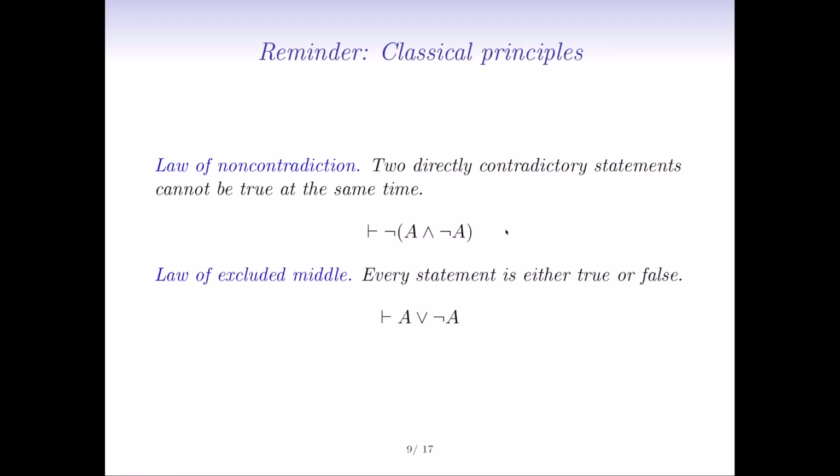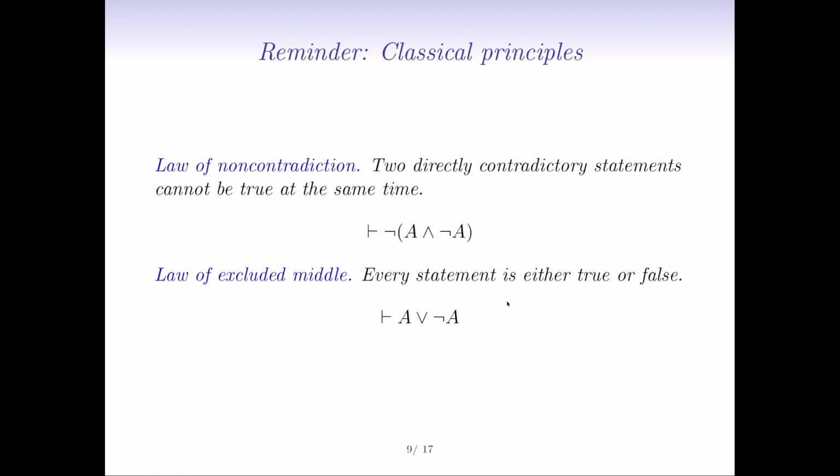And secondly, the law of excluded middle, which says that every statement is either true or false. It is a law that either A or not A, for any statement A. So in other words, in classical propositional logic, every statement is either true or false, so it has a truth value of either true or false, and it is never both true and false by the law of non-contradiction.